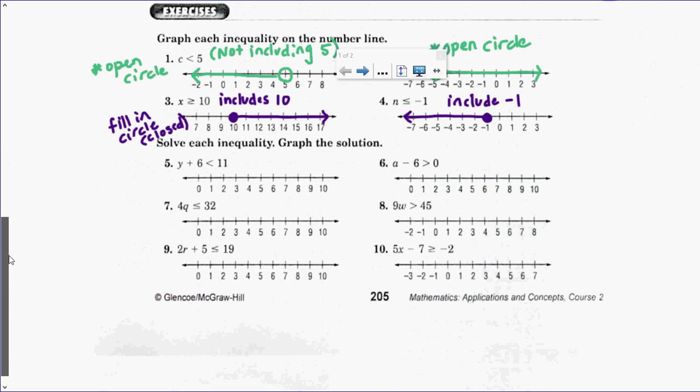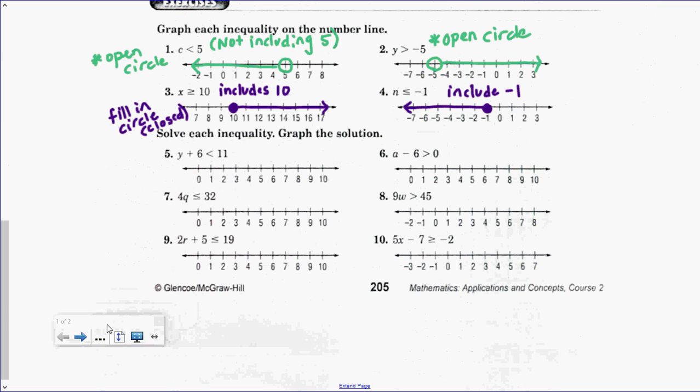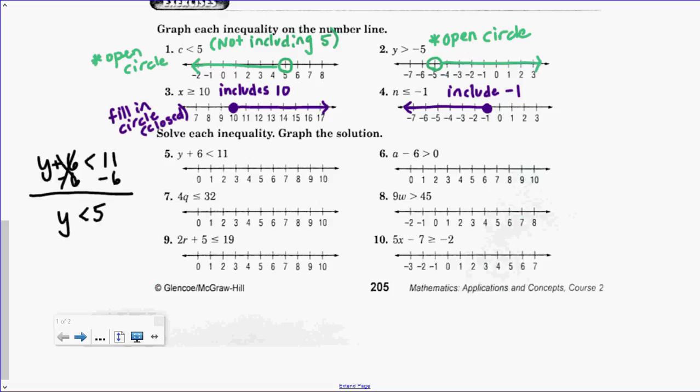Okay, for the other ones, we're going to solve them just like we solved equations. So if y plus 6 is less than 11, I'm going to write it out here so we have a little room to solve. A number plus 6 is less than 11. We're going to solve it just like an equation, absolutely the same way. So minus 6, minus 6. And now I have y is less than 5. So anything less than 5 will make that a true statement.